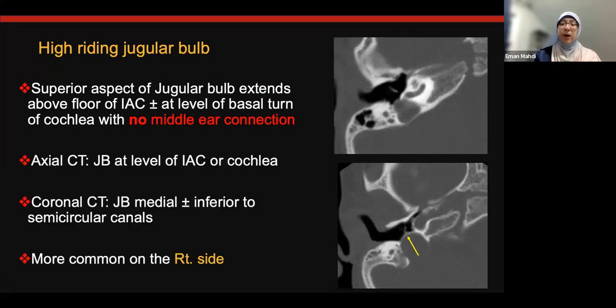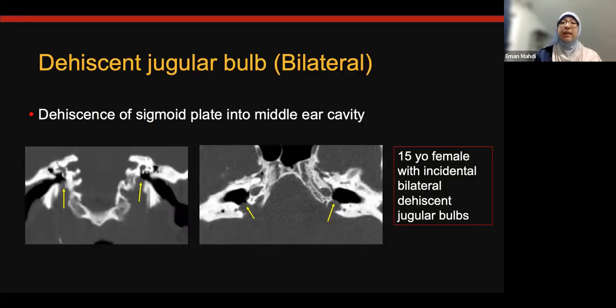It's more likely to happen on the right side. And that's different from dehiscence of the jugular bulb, which is more likely to be bilateral. But in this one, basically the bone that's covering the area is eroded or resorbed, and then it's bulging into the middle ear cavity.